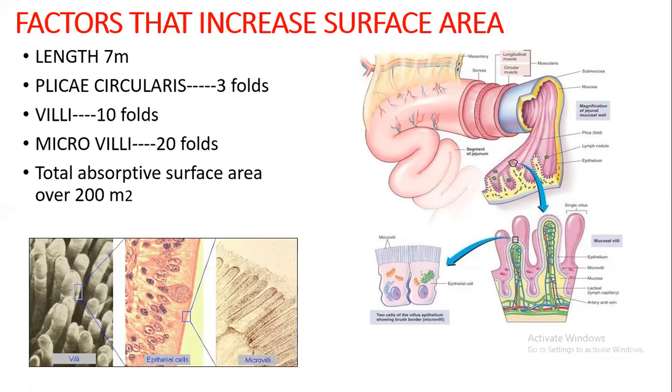And over these plicae circulares, you have mucosal outgrowths known as villi. Villi increase the surface area 10 times, and the villi are covered by epithelial cells, the absorptive cells, and these absorptive cells have apical cytoplasmic projections known as microvilli, and microvilli are going to increase the surface area 20 times. So the total absorptive surface area of the small intestine is over 200 square meters. Villus is covered by epithelium containing absorptive cells and goblet cells. The absorptive cells, enterocytes, have these apical projections known as microvilli, which further increase the surface area by 20 times.